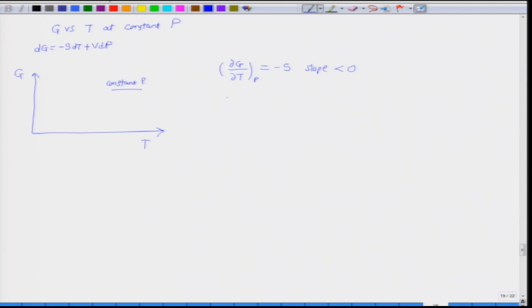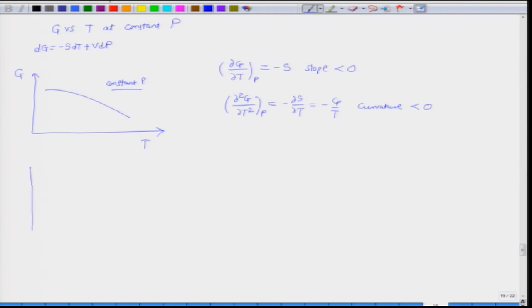Now, what will be the curvature? Curvature is the second derivative. That is basically dou S by dou T, negative. And what is dou S by dou T? Minus Cp by T. Again, Cp is positive, T is positive always. We are considering, remember, the temperature in Kelvin, the thermodynamic temperature scale. So, temperature is always positive, and so the curvature should also be negative. So, schematically the plot will look like this. As the temperature increases, Gibbs free energy decreases. Gibbs free energy of a phase or of a system decreases with temperature.